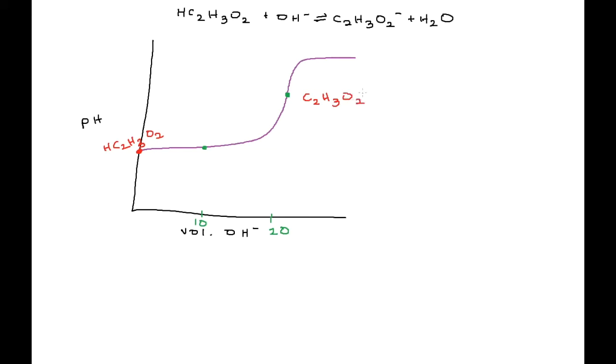And that's why when you have a weak acid and strong base titration, when you have that reaction, at your equivalence point the pH is going to be basic because you have only acetate ion there, which means at my half equivalence point, since I have equal amounts of acetic acid and acetate, those are going to be the ions that are present.